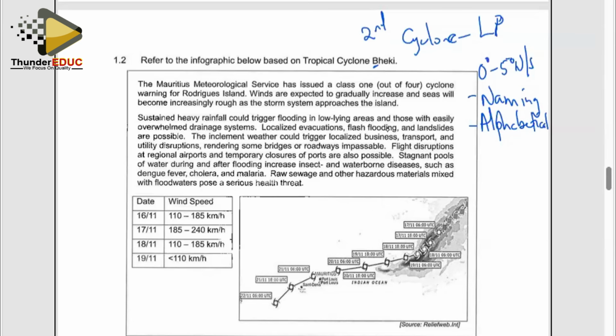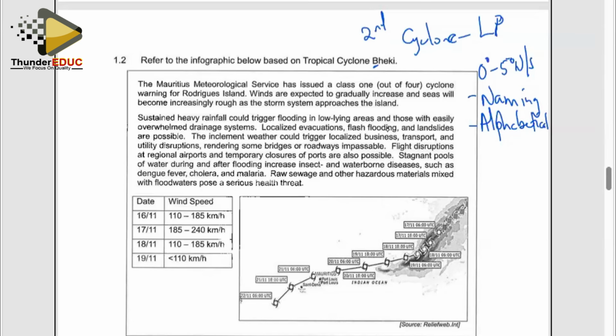And also, if you check these weather systems, they are given different names in different geographical spaces. Here in Southern Africa, we mainly call them tropical cyclones. And also, if you check in places around Asia, they call them typhoons. And if you check the Americans, they call them hurricanes. But basically, it's one and the same weather system.